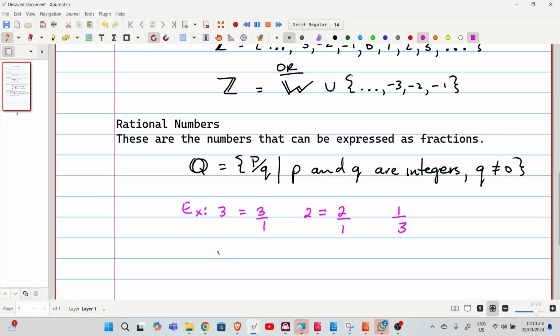However, the square root of 2 is not a rational number because I don't know what number divided by what can give me the answer for square root 2. And the term that we use for this type of number is irrational. All right, so if it's not rational, it's irrational.